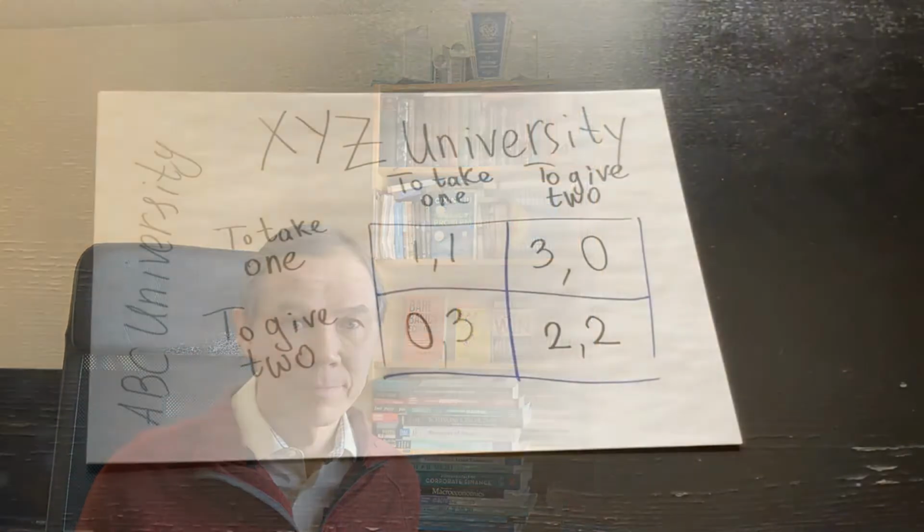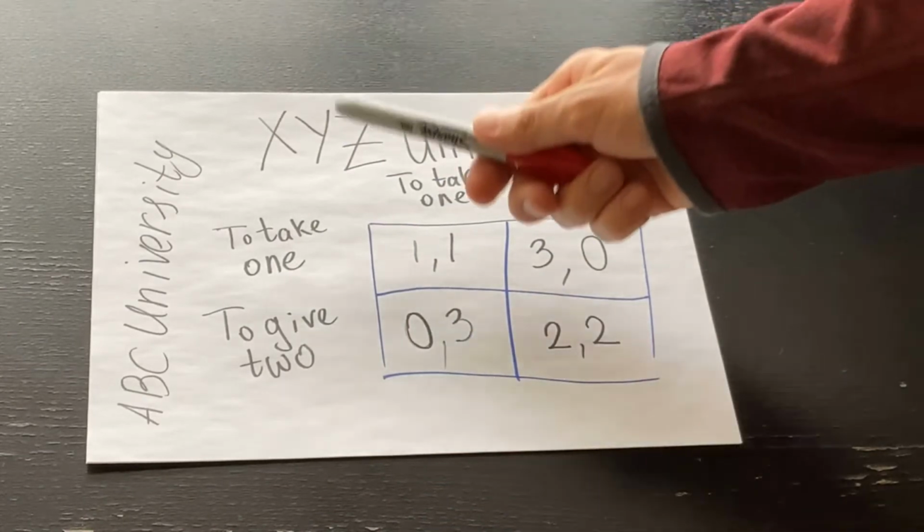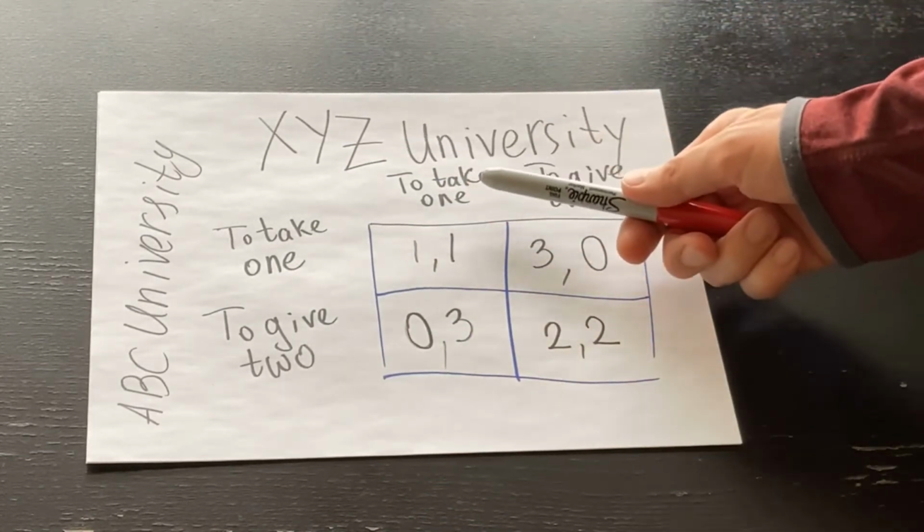You will make assumptions. Suppose the other player does this. What should I do? Or suppose the other player does that. What should I do? Suppose the other university takes 1. What should I do? Or suppose the other university gives 2. What should I do? First, ABC University will assume that XYZ will take 1 million.